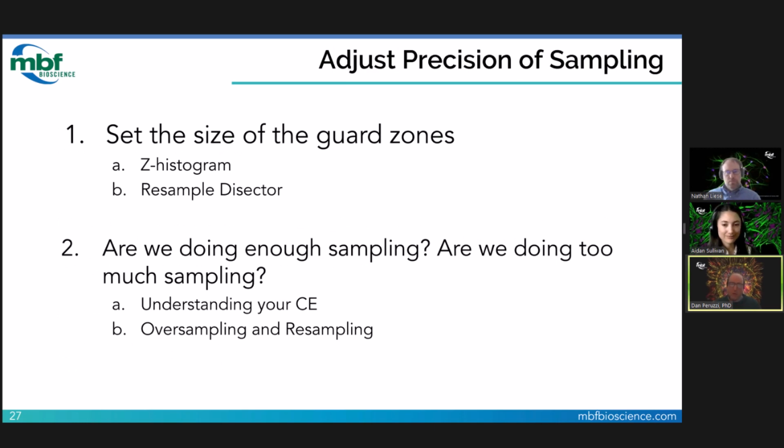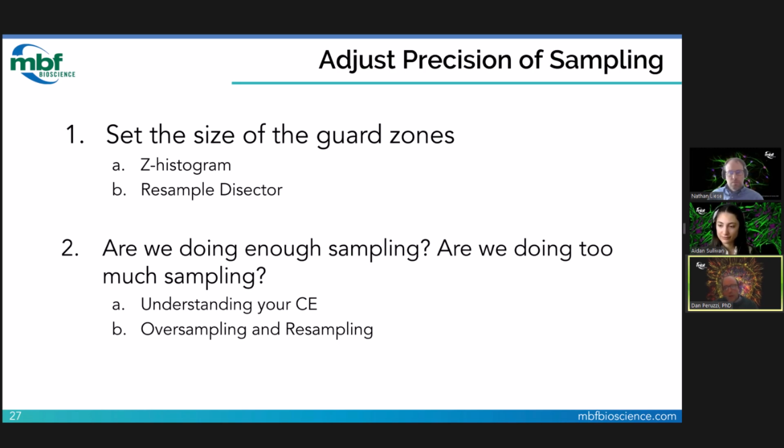So before we look at your results, let's talk about what we're going to try to do in this part of the talk. Number one, you sampled without guard zones. So we're going to use a couple of tools. One is called a Z histogram, and one is a process called resample dissector. We're going to use those tools to look at the data that you have collected without guard zones, to try to figure out how big to make those guard zones.